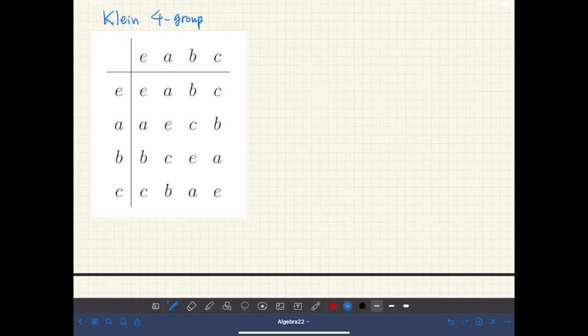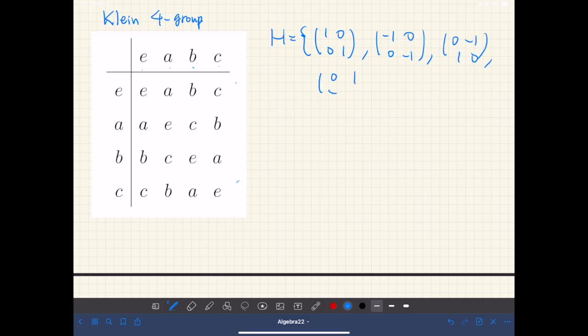Let's see an example. Here is the Klein four-group, which consists of 4 elements with this Cayley table. And this group is isomorphic to the following group, let's say H, which consists of 4 2x2 matrices: [1, 0; 0, 1], and we've seen this example before, but let's repeat it here, [0, -1; 1, 0], and [0, 1; -1, 0].